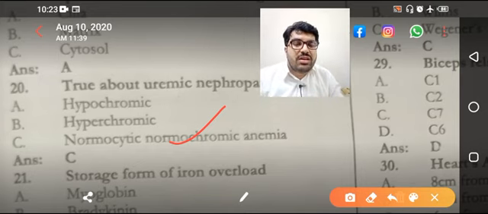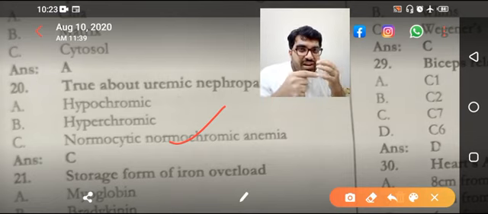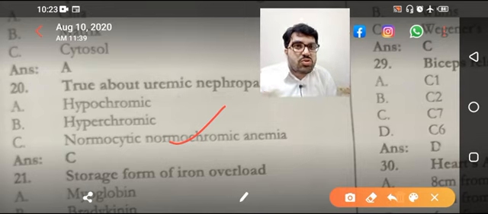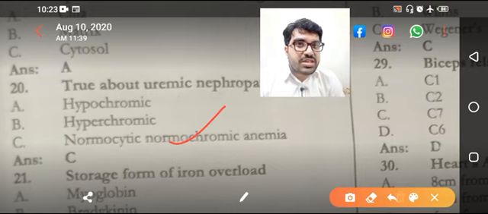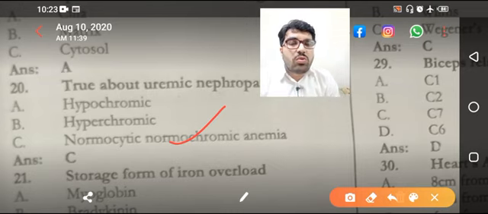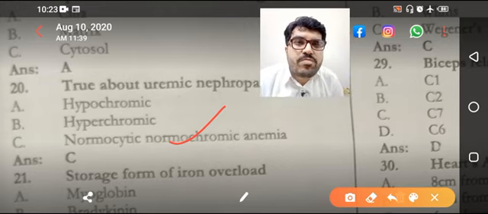This is another MCQ. In a CKD patient, what will you give? Erythropoietin plus iron. You have to give both, because erythropoietin induces the RBCs to divide, and that needs iron for hemoglobin formation. And there is another MCQ: which anemia of chronic disorder can be corrected? The answer is CKD, by giving erythropoietin.